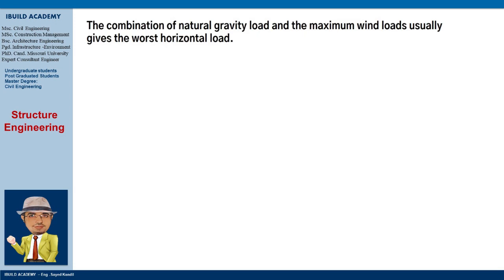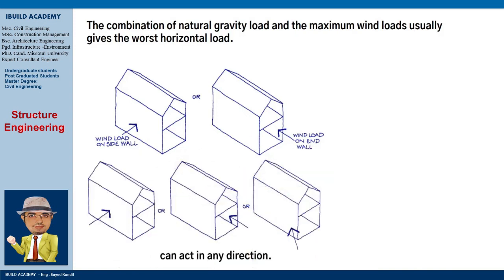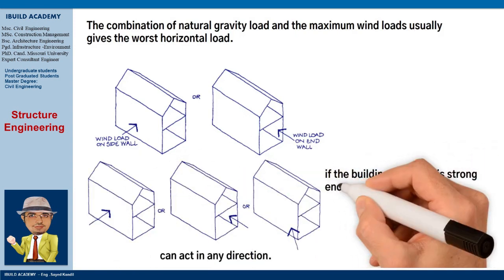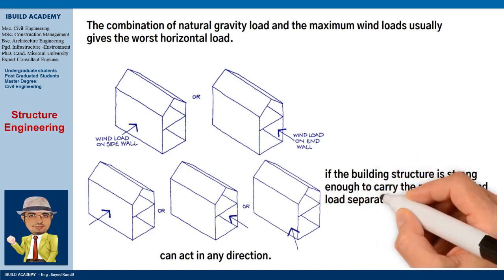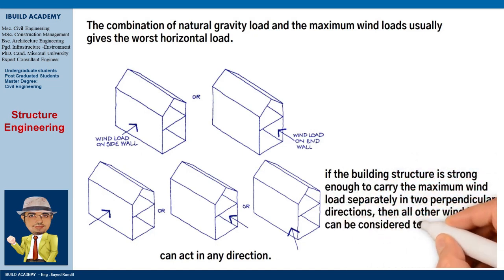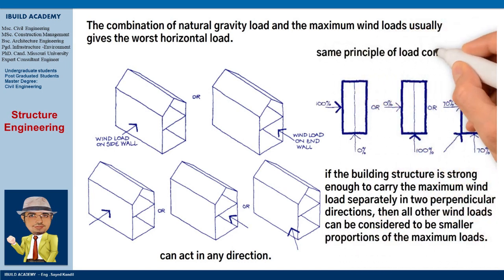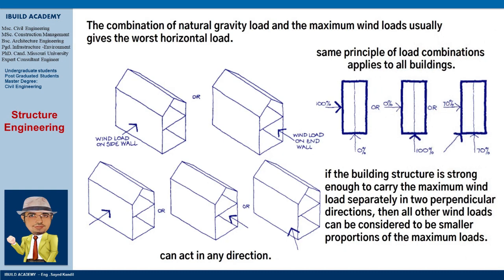It may seem surprising that only 2 directions are chosen for the wind, because, after all, wind blows in any direction. So the maximum wind load, which has been decided, can act in any direction. But if the building structure is strong enough to carry the maximum wind load separately in 2 perpendicular directions, then all other wind loads can be considered to be smaller proportions of the maximum loads. The same principle of load combinations applies to all buildings.